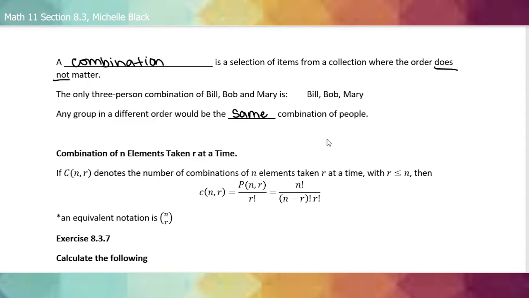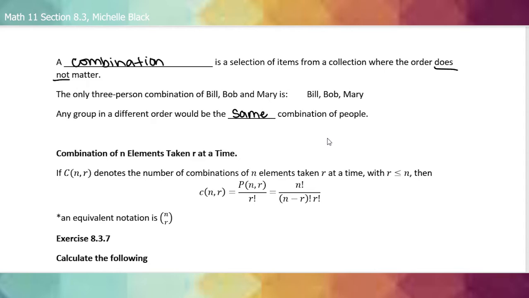So even though we had 6 permutations when we had 3 people, if we want a 3-person group and we only have 3 people to choose from, we're only going to have one combination because it doesn't matter who's standing by who, it's still the same 3 people working together.